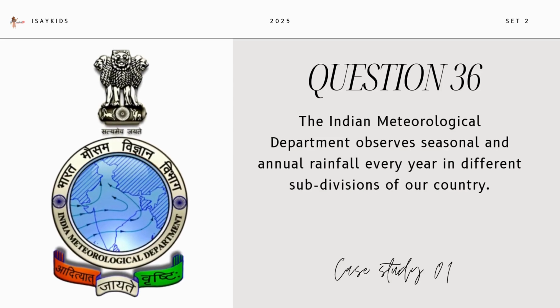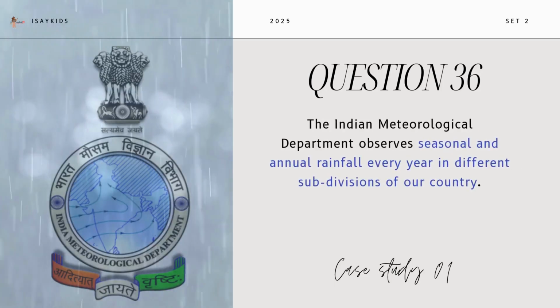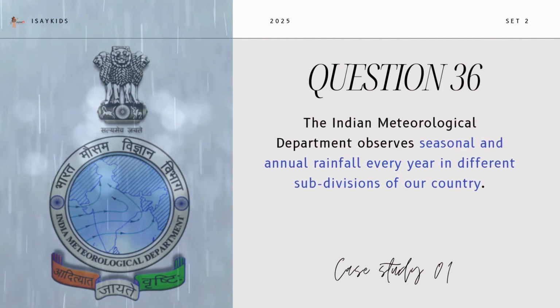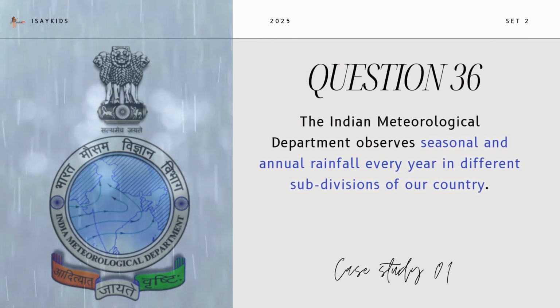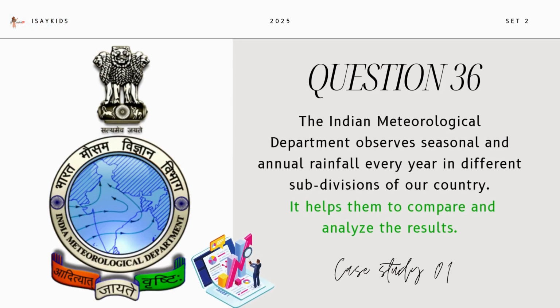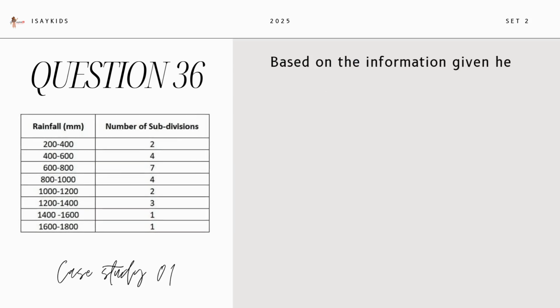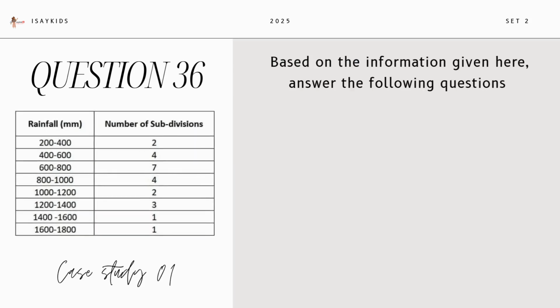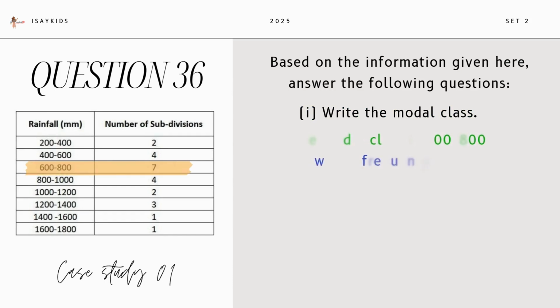The Indian Meteorological Department observes seasonal and annual rainfall every year in different subdivisions of our country. It helps them to compare and analyze the results. Based on the information given here, answer the following questions. Write the modal class. Well, modal class is the class with the highest frequency. So it would be 600 to 800.